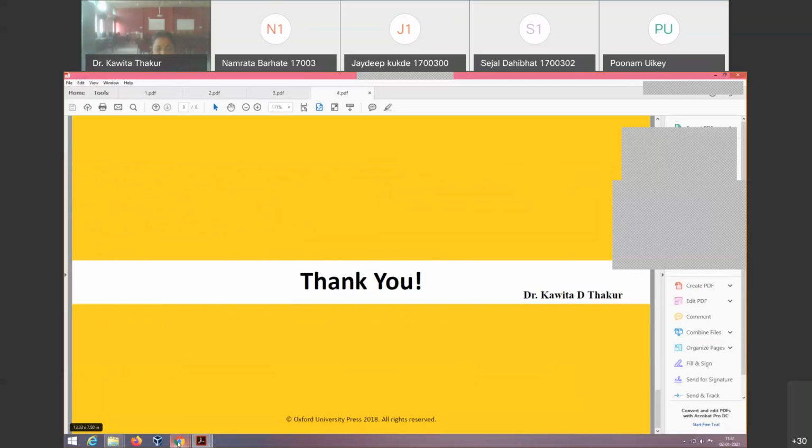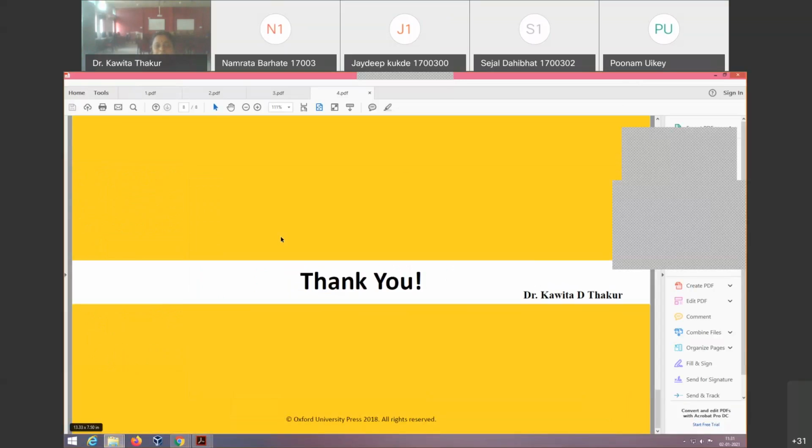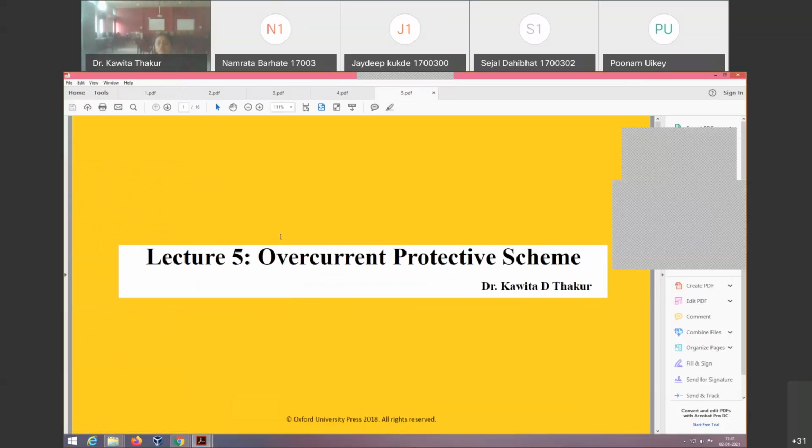Then in the fifth lecture, we have seen, as we know, there are three basic protection schemes: overcurrent protection, differential protection, and distance protection. The first or initial step of protection is the overcurrent protective scheme, then differential protection, and then distance. Differential protection is the second step, and distance protection follows, so the difficulty level increases from the overcurrent protection scheme. This is the simplest protection we apply everywhere in the power system.